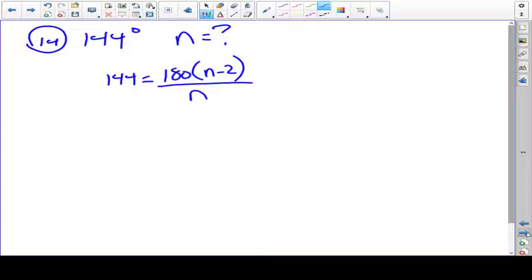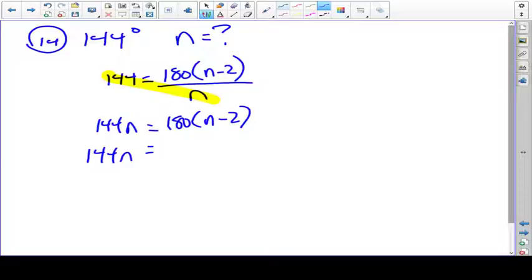For numbers 14 to 18, there's a little bit of algebra in them. That's why I'm doing this question with you, so you get an idea of how to do it. What you have to do is cross multiply. When you cross multiply, 144 gets multiplied by n, so you get 144n is equal to 180 times n minus 2. Nothing gets done with what's on the left side, but on the right side, we use the distributive property to multiply 180 by both of those. So we get 180 times n, and then minus 180 times 2. Now if we multiply 180 by 2, we get 360.